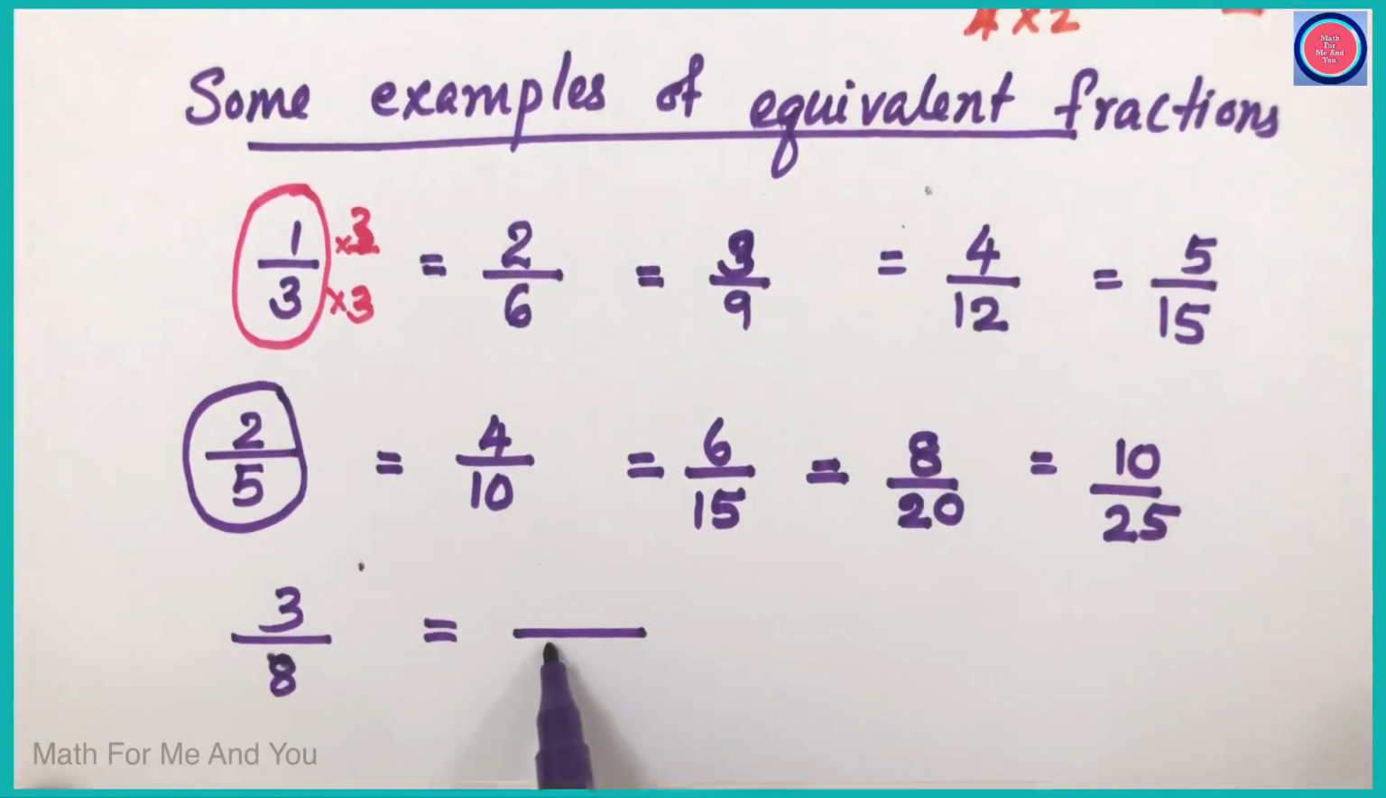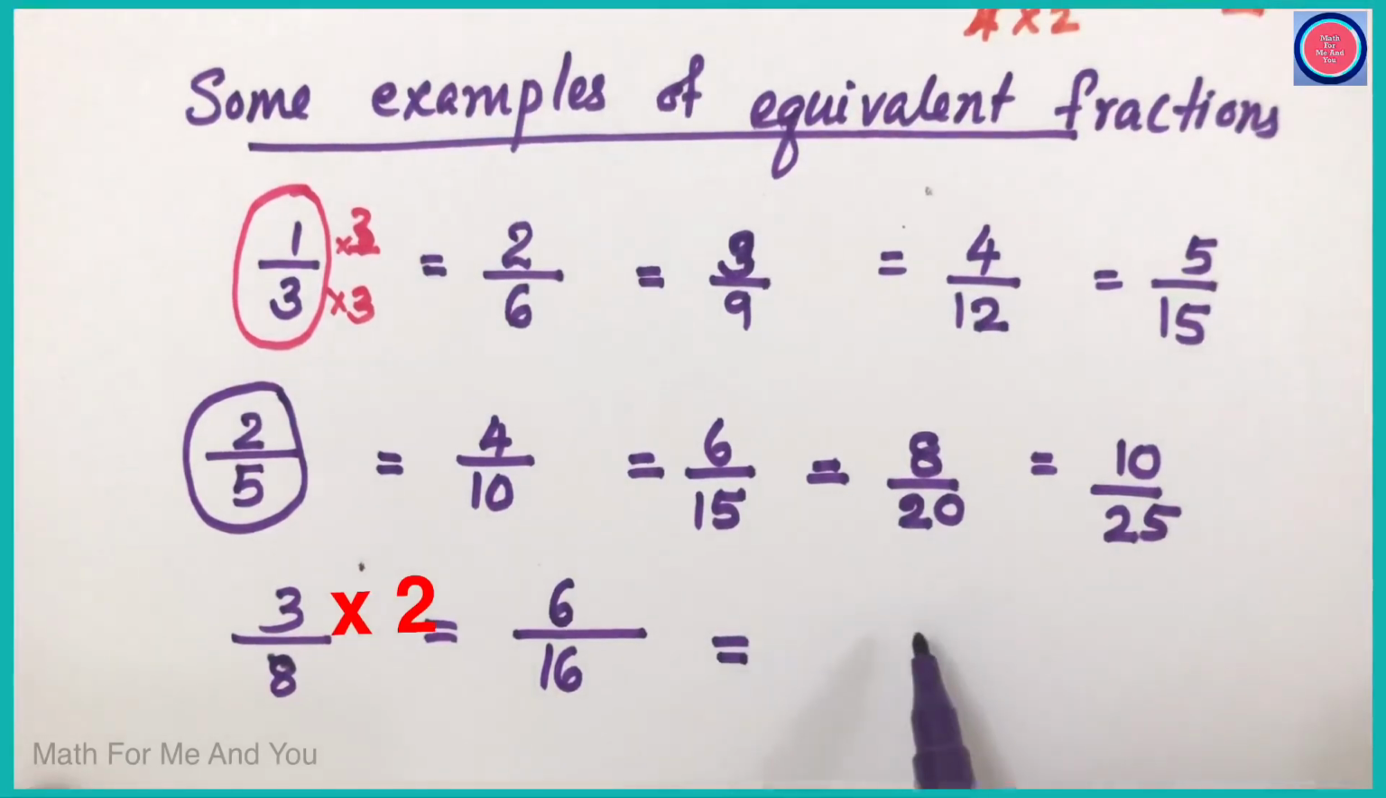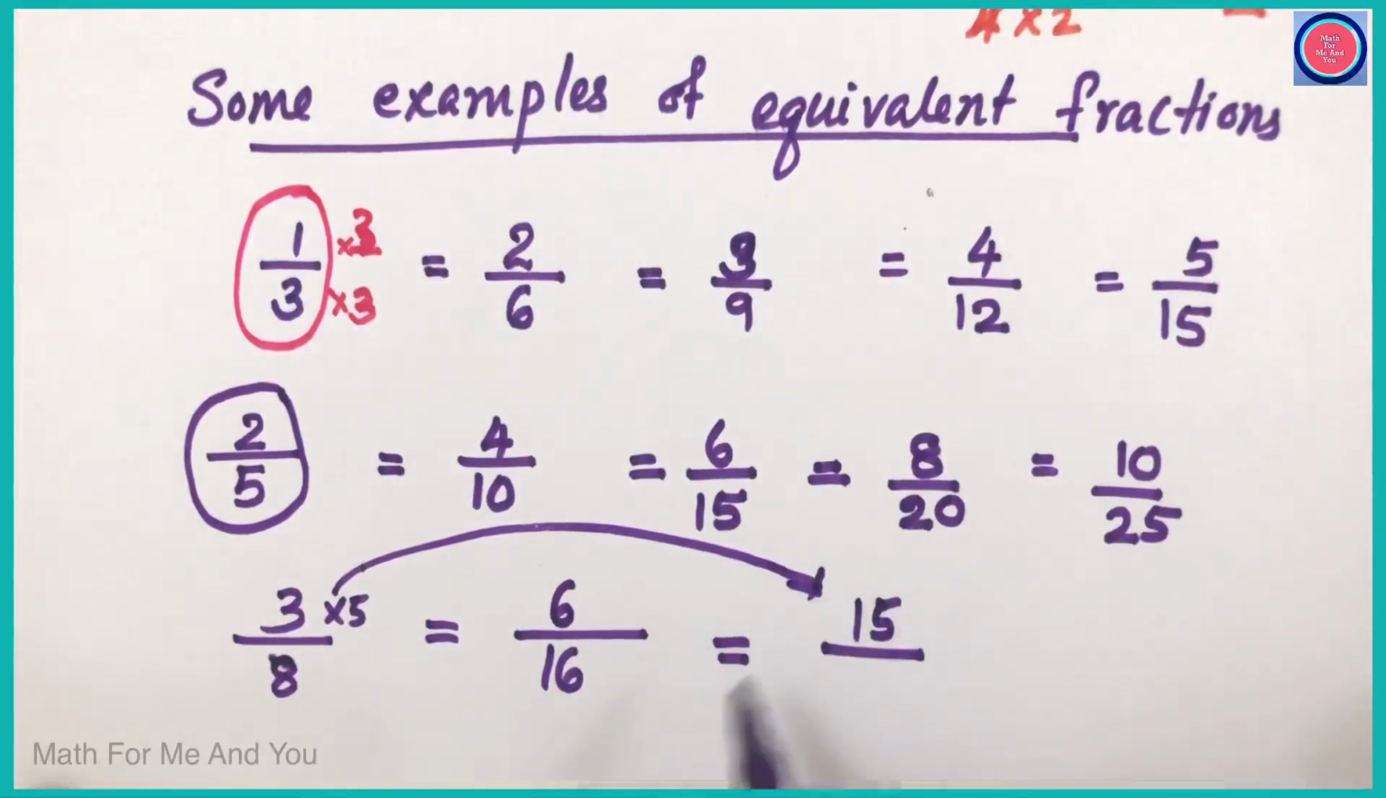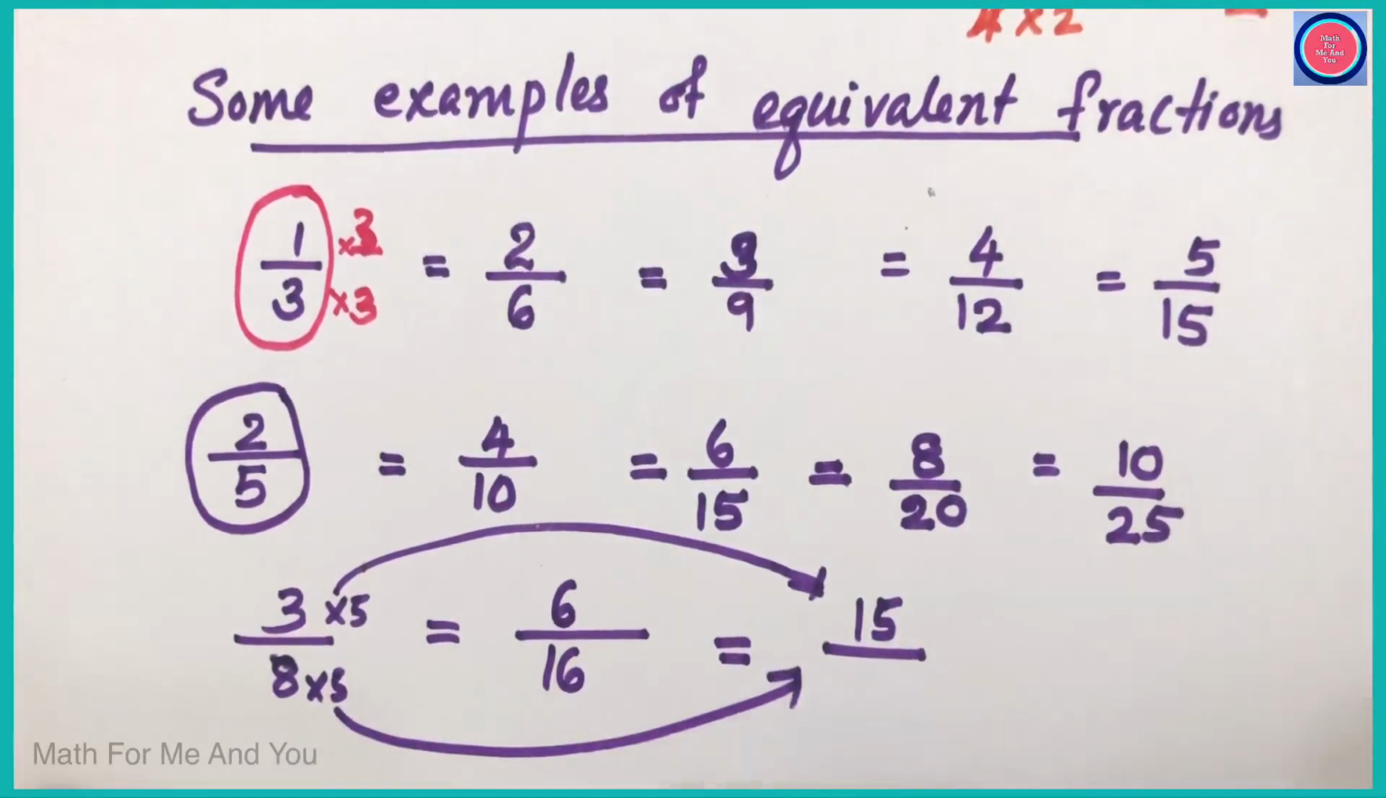3 over 8. See here, the denominator is given. What is the numerator? We look, 8 times what number gives 16? 2. So the numerator 3 also is multiplied by 2. That means we get 6. Now the numerator is 15. What is its denominator? 3 times what is 15? 3 times 5. Then the denominator also we have to multiply by the same number 5. 8 times 5 we get 40. So we can write equivalent fractions like this.